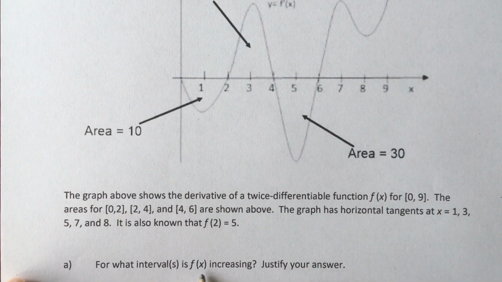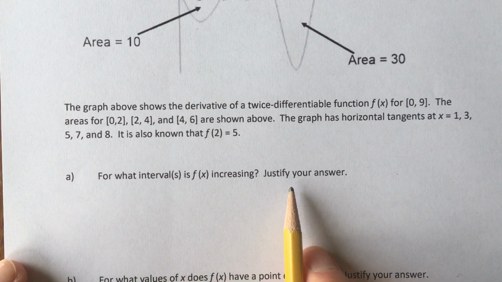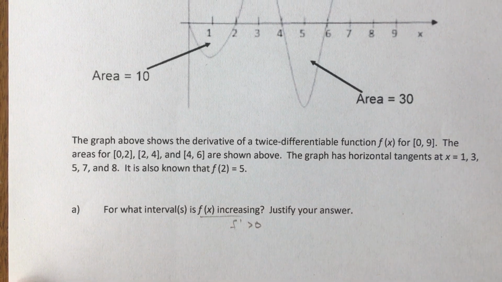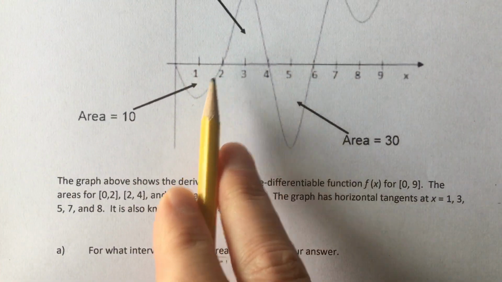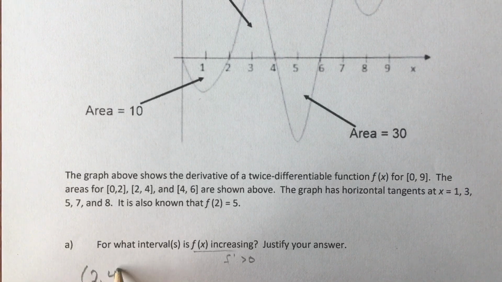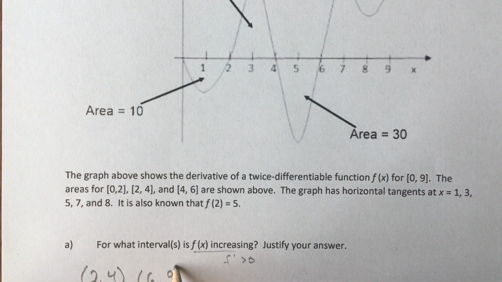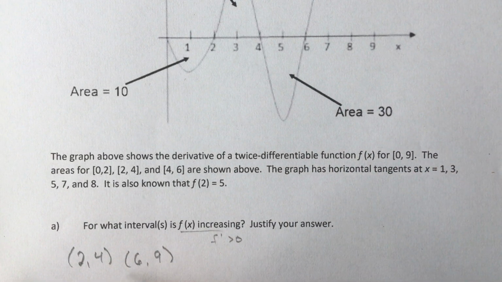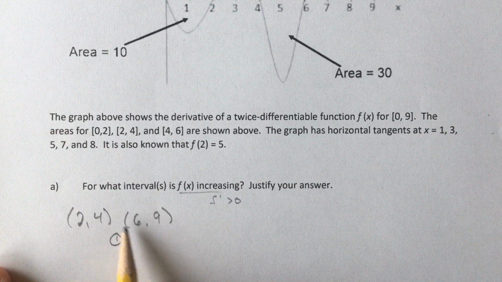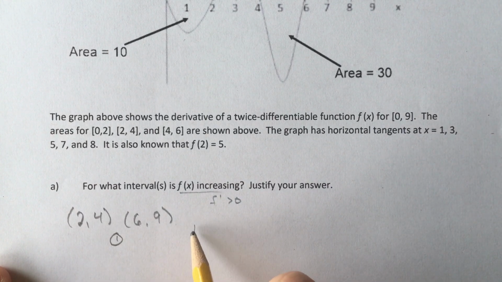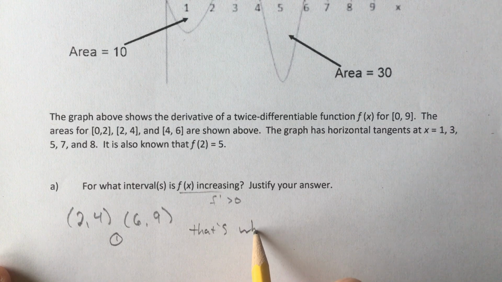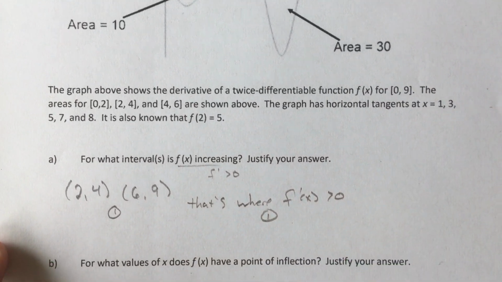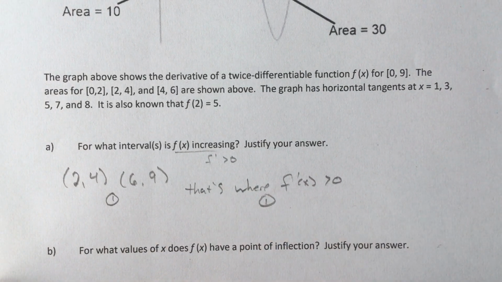Okay, so for what interval is f of x increasing, and justify our answer. f of x is going to increase when its derivative is positive, and this is the derivative, and this was positive from 2 to 4 and from 6 to 9. Again, we were only looking to 9 anyway. So I would guess you would get a point for having those intervals correct, and then we would say that's where f prime of x is positive, and you would get a point for that explanation. So a pretty nice one to start off with.